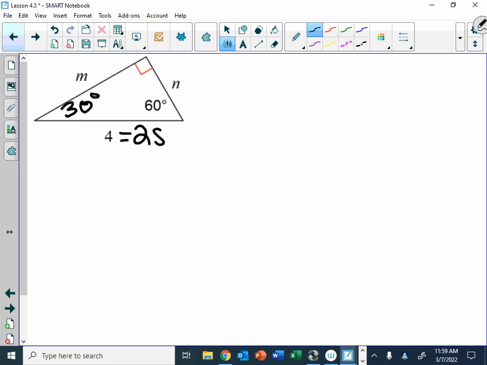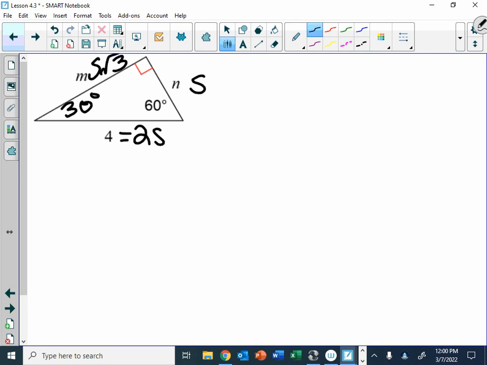Before we figure out what s is, let's label the other parts of the triangle. Which side, m or n, is going to be s? N, you're right. S is whatever's across from the 30-degree angle. So that's n. That's s. And then that means the other leg is s square root of 3.